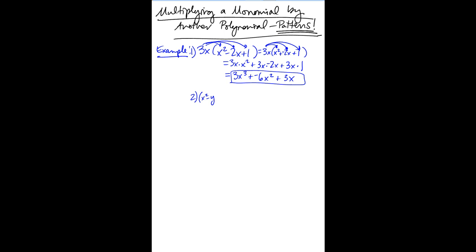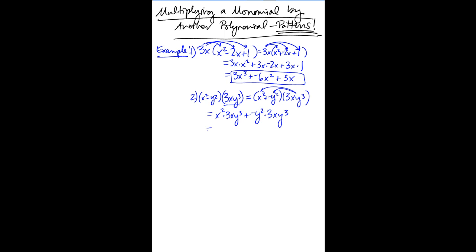x squared minus y squared times 3xy cubed. Again, this is a monomial. It's a more complicated looking monomial, but it only has one term. So again, I'm going to start by rewriting everything as addition, x squared plus negative y squared times 3xy cubed. And then I'm going to use the distributive property, as I know how to do. So I will get x squared times 3xy cubed plus negative y squared times 3xy cubed.